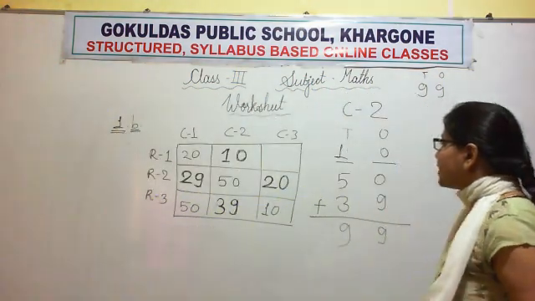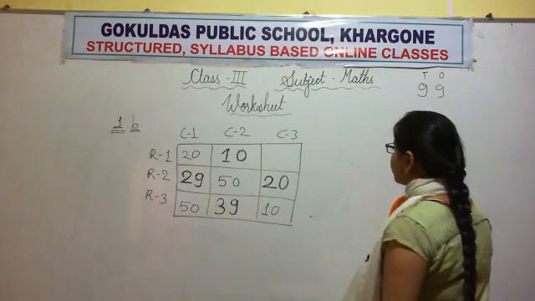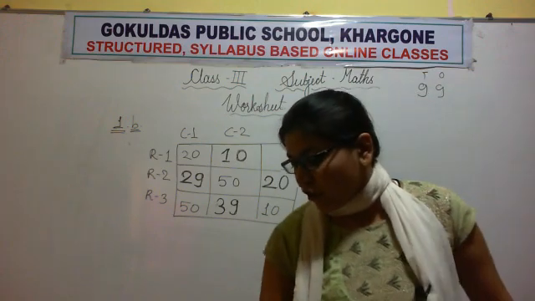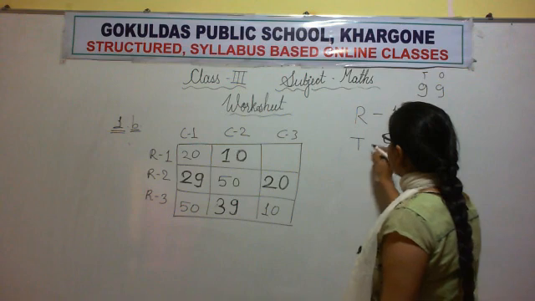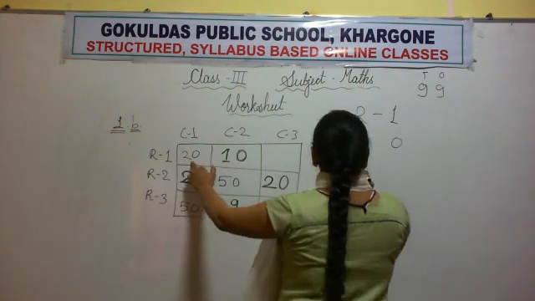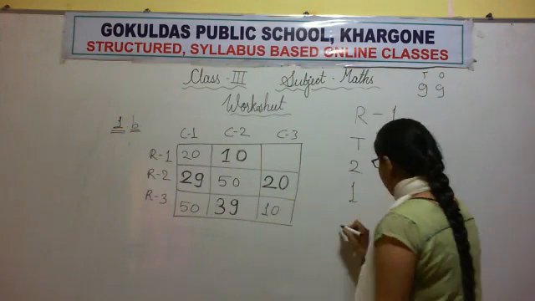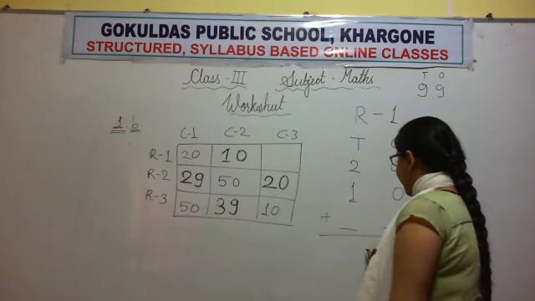Okay. Now the last one, we can either solve row 1 or we can solve column 3. So let's deal with row 1. Tens and ones. Now first number is 20, second number is 10. The third number we have to find and our sum is 99.